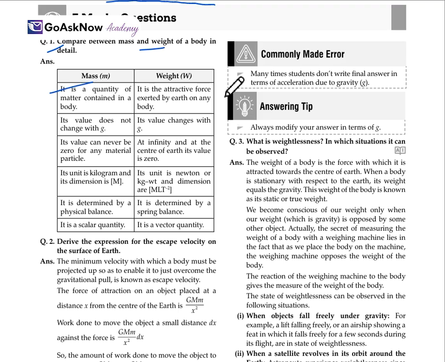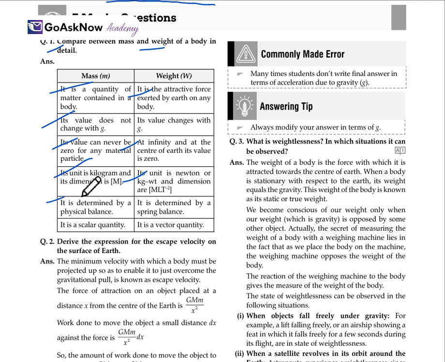Weight is the attractive force exerted by the Earth on any body. Mass does not change with g, but weight changes with g. Mass can never be 0 for any material particle, whereas weight is 0 at infinity and at the center of the Earth. The unit of mass is kilogram and its dimension is M. The unit of weight is Newton and its dimension is MLT^-2.